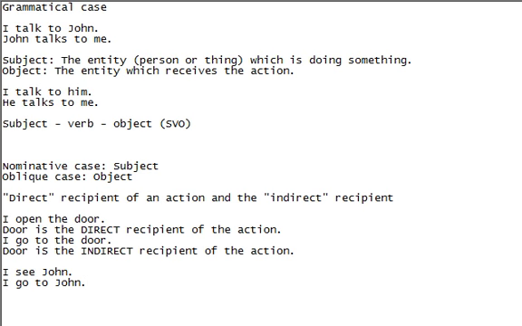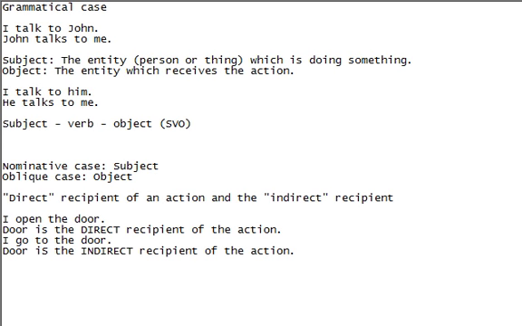This is a little bit less intuitive. Like I said, in English we don't have to worry about this, and so many native English speakers don't really grasp this very well the first time. It takes some time to get used to this, definitely. If you're learning a foreign language where this is important, then it's going to take some time. But you have to understand there is a difference between a direct and an indirect recipient of an action.